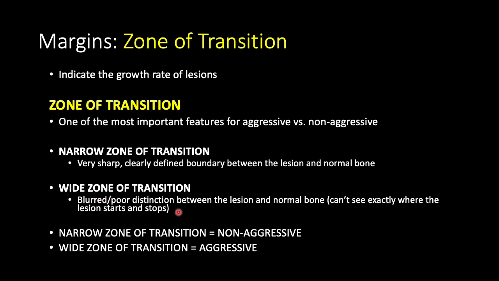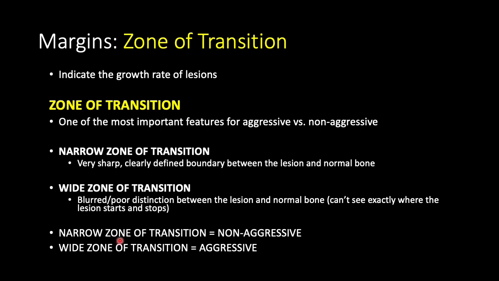When you have a wide zone of transition, the distinction between the normal bone and the actual lesion is hard to tell. You can have a blurred or poor distinction between the boundaries of the lesion and the bone, and that's what we call a wide zone of transition. You can have a spectrum of the zone of transition, so you can have something in between a narrow zone and a wide zone, and you can say the zone of transition is kind of intermediate. But for the purposes of this talk, we'll focus on the kind of ends of the spectrum.